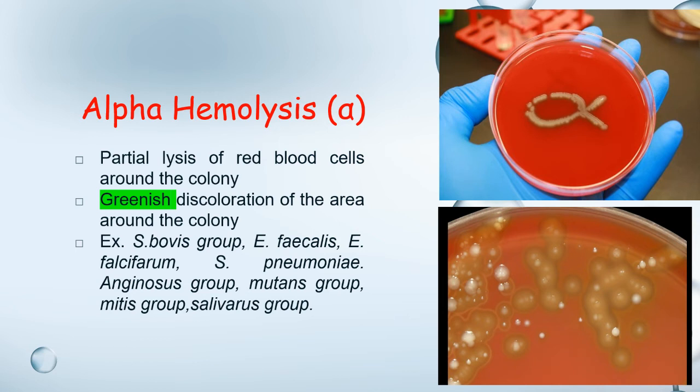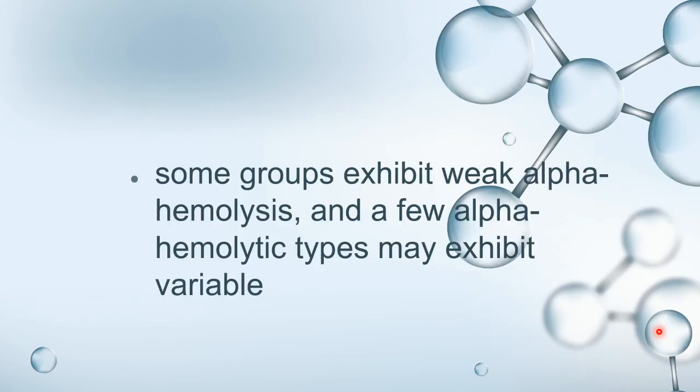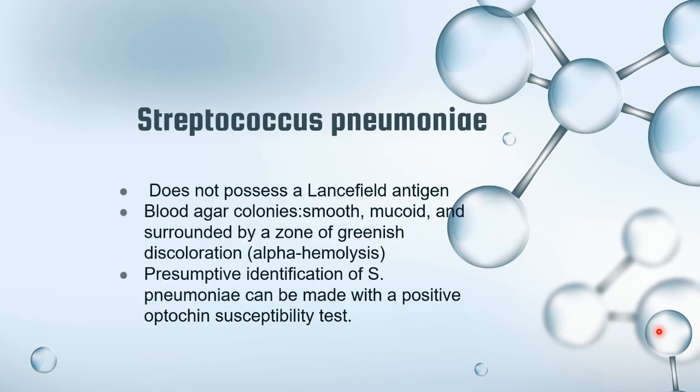You have anginosus group, mutans group, mitis group, salivarius group. They are members of the viridans group. They are mostly normal flora and not pathogenic. Okay, so some groups exhibit weak alpha hemolysis and a few alpha hemolytic types may exhibit variability. Okay? So, nagbabago-bago. Yun, a few groups ng bacteria natin. Mamaya may mention ulit yun.